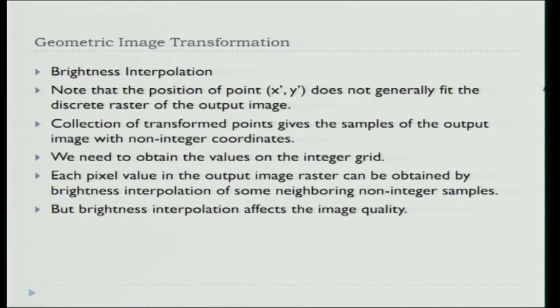Now, what happens is that you go from one coordinate system to another coordinate system, this is the first step. Now, once you got the new coordinate system, you have to put the intensity value on that coordinate system. So, that brightness is to be interpolated. So, what happens?